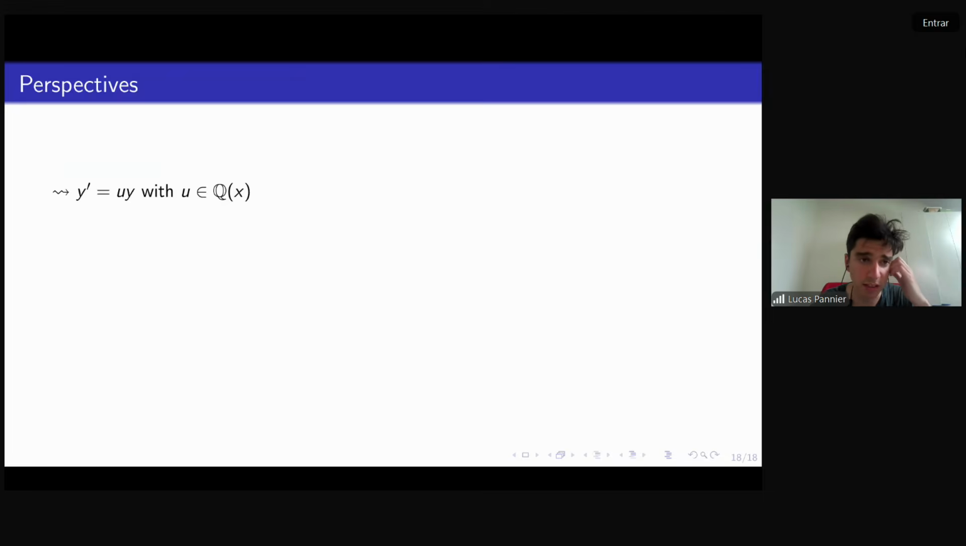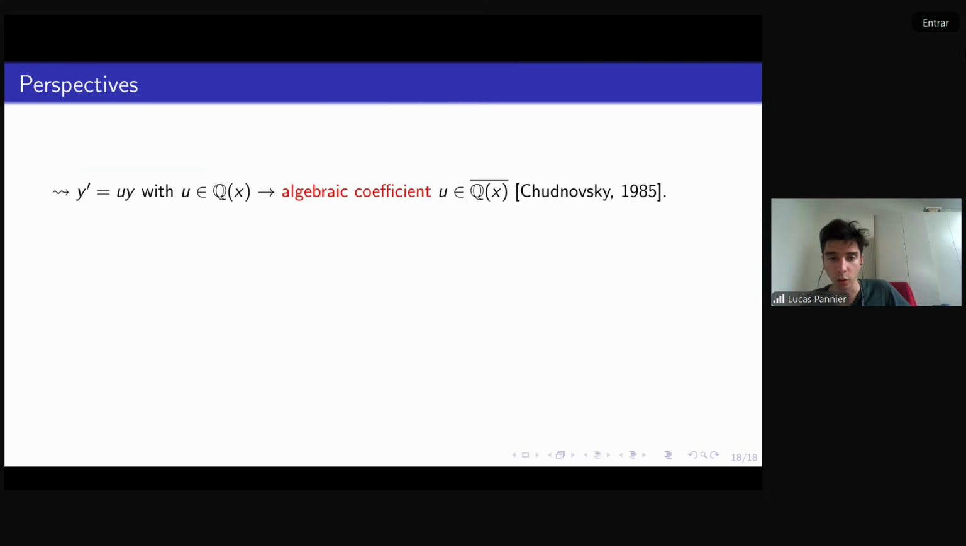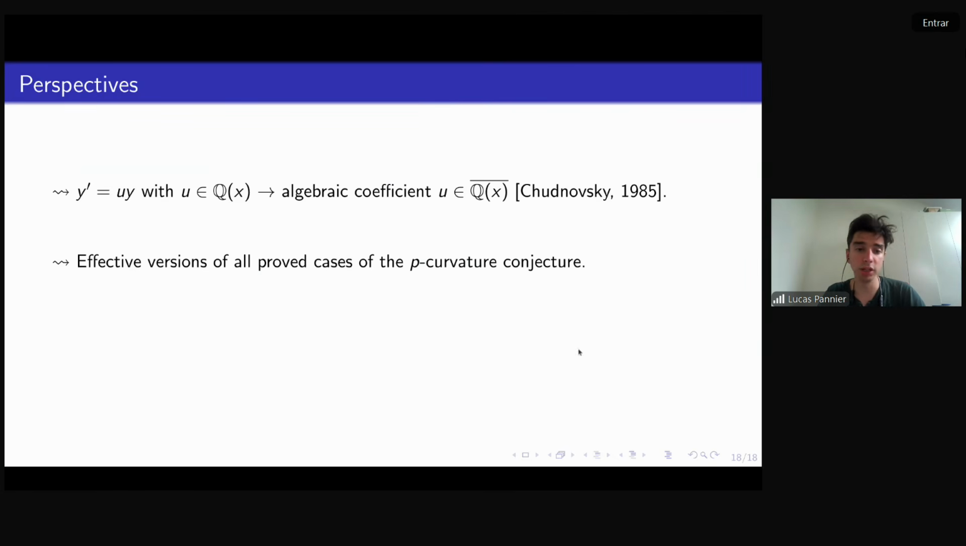So let me end on perspectives for this work. We have, for the moment, obtained an effective version of the p-curvature conjecture for first-order differential equations with rational coefficients. However, Chudnovsky proved a much more general case of the conjecture, which is first-order equations with algebraic coefficients. So we would like to obtain the same kind of statements that I presented to you for this kind of equations. And more generally, we are interested in effective versions of all proved cases of the p-curvature conjecture.